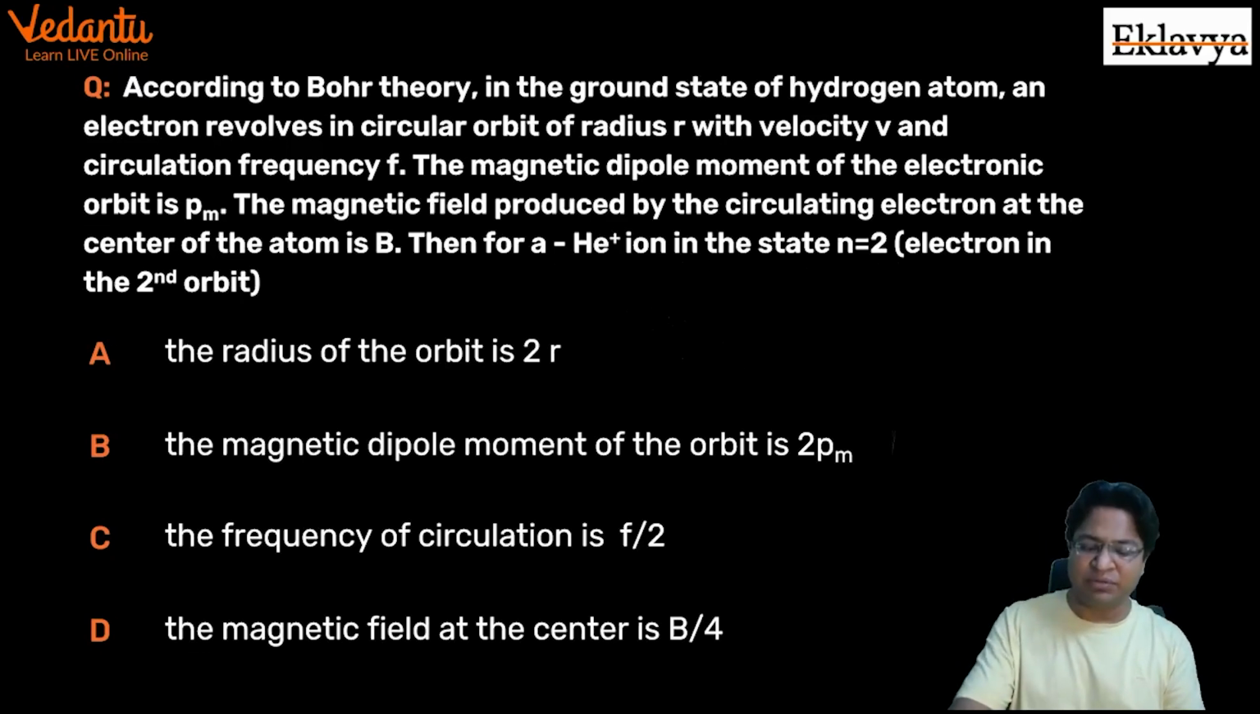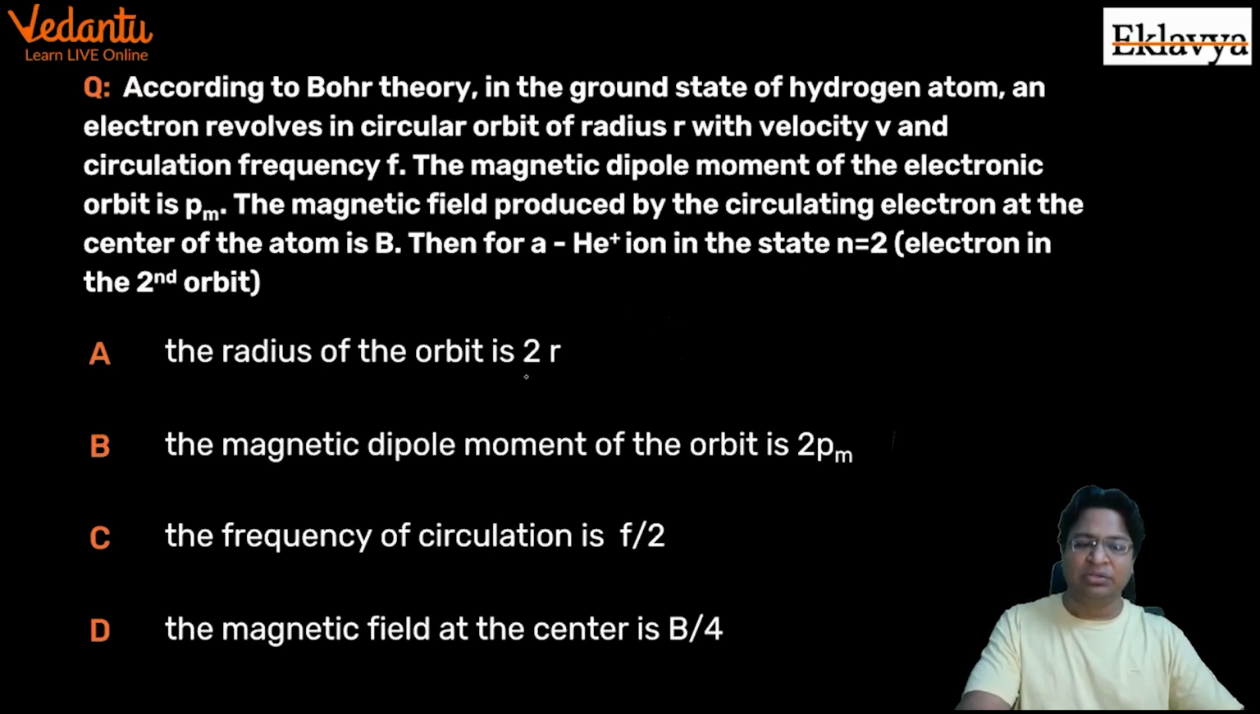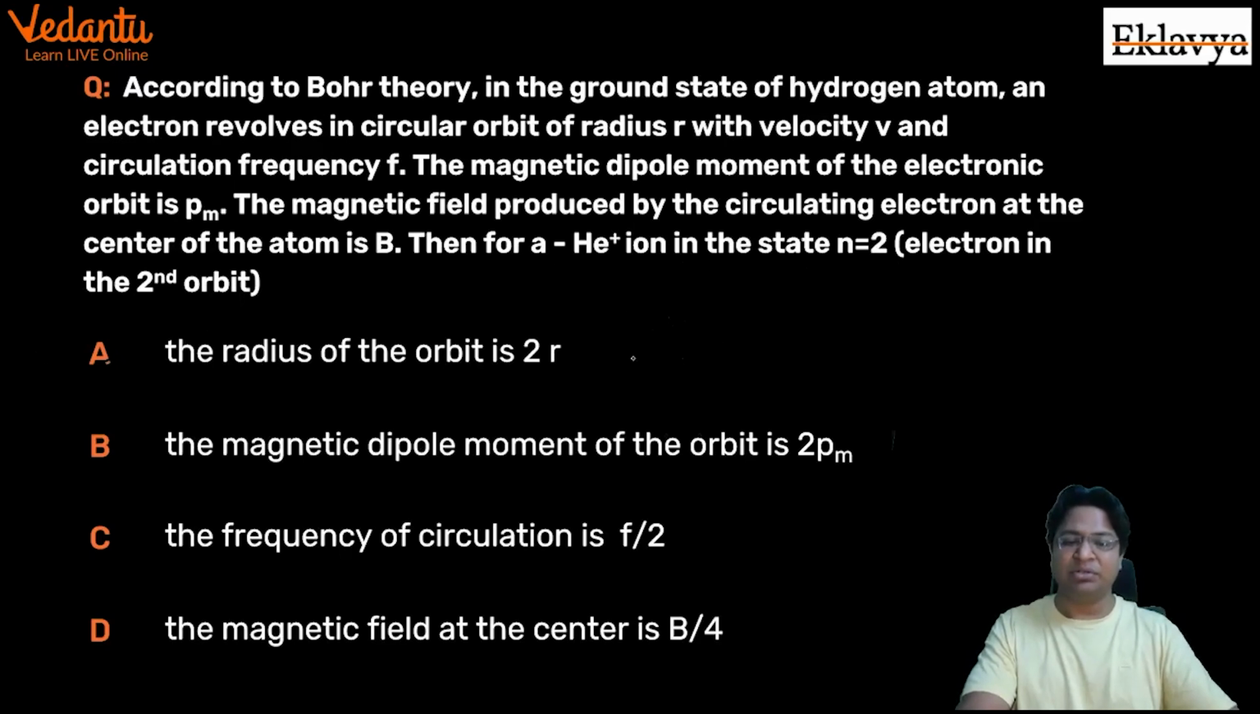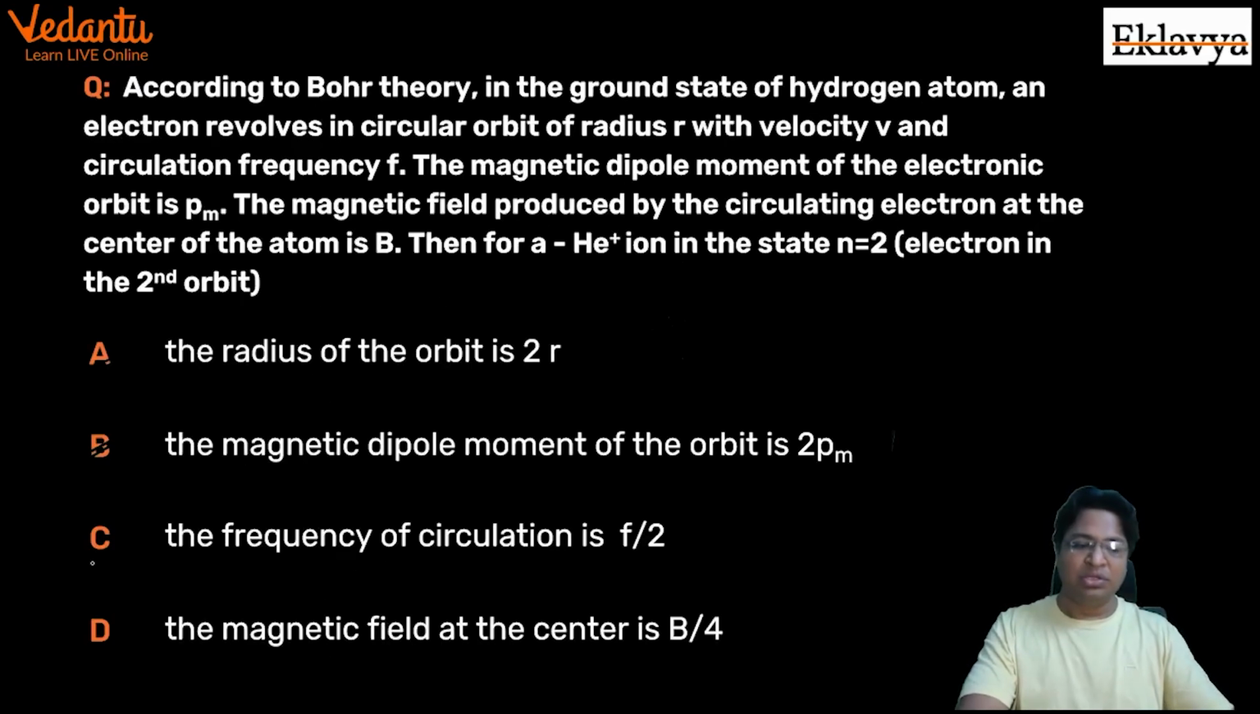Now the radius of the orbit. If I substitute, it will become 2 square by 2, so 2 times r. So this is correct. Then magnetic dipole moment only depends on the orbit number. So we are talking about second orbit, so this is also correct. The frequency would be proportional to omega. So frequency can be written as f naught into z square by n cube. Z and n are both equal to 2, so it becomes f by 2. So this is also correct.